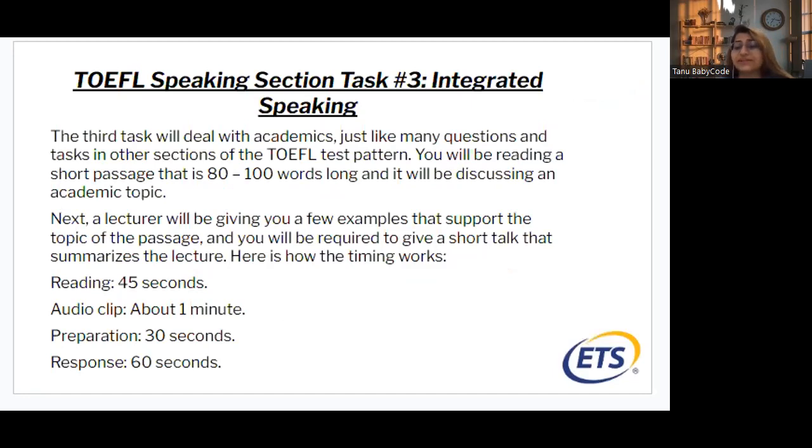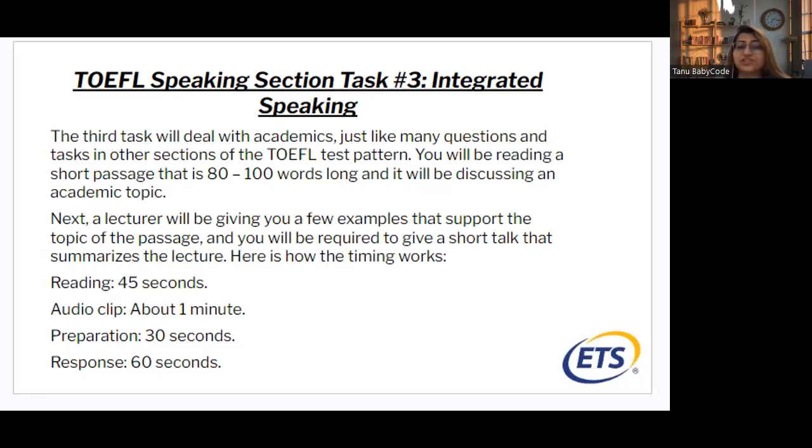What is integrated speaking task 3? That means question number 3. The third task of the speaking section, that is integrated speaking, deals with academic topics. Whereas if you look back, when we did integrated speaking, second session, it dealt with campus-related talks, right? But here it is academic.